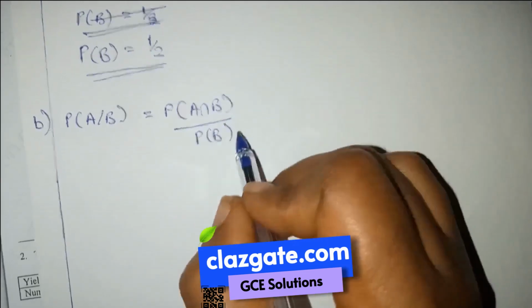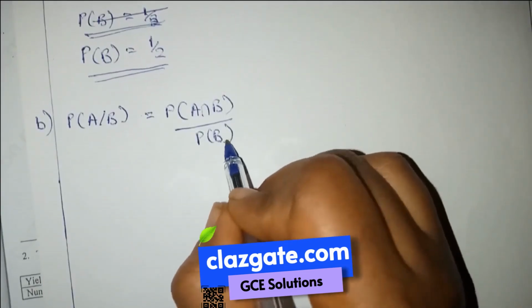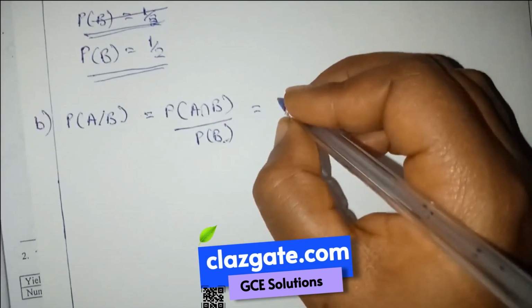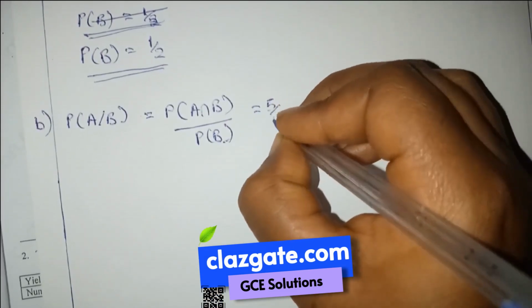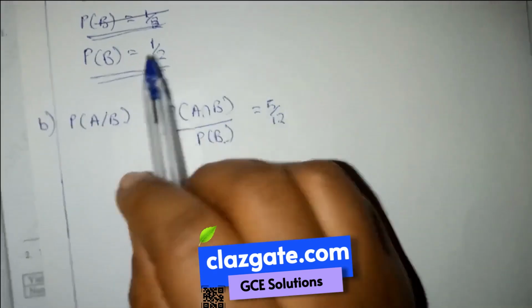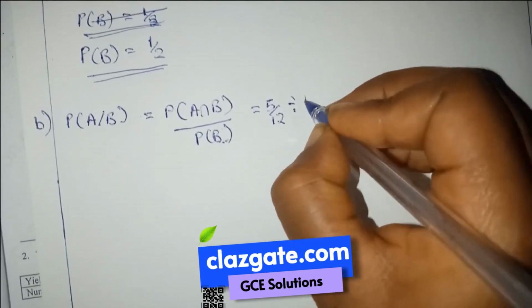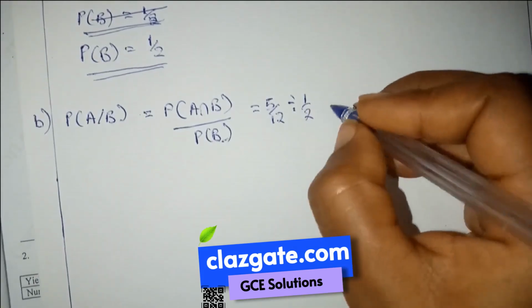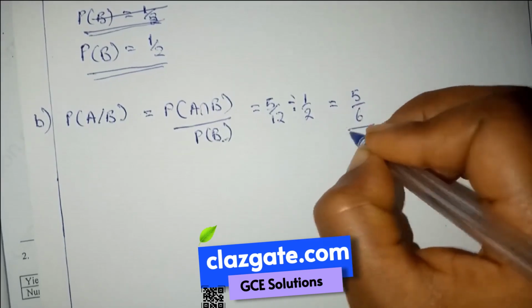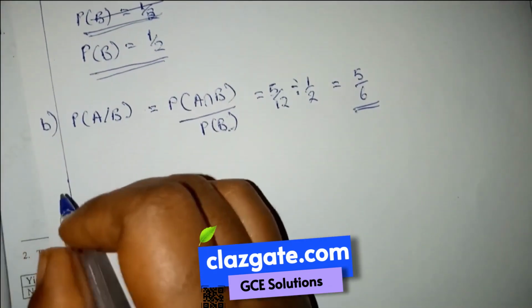Don't forget, whatever happens after is on the denominator. The A intersection B in the question is 5 on 12, and our probability of B is 1 on 2. So 5 on 12 divided by 1 on 2 is going to give us 5 on 6. So for B, our answer is 5 on 6.